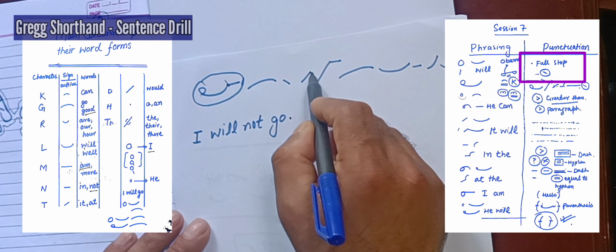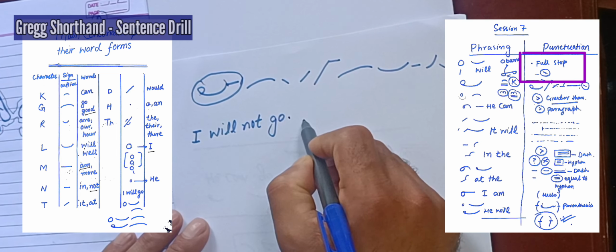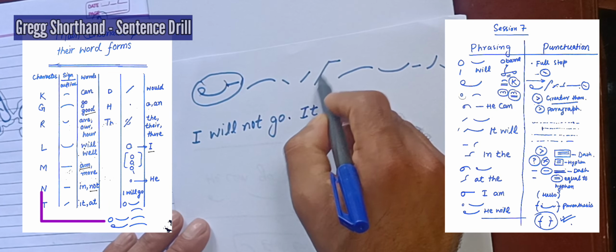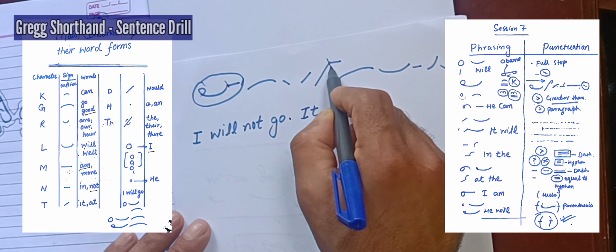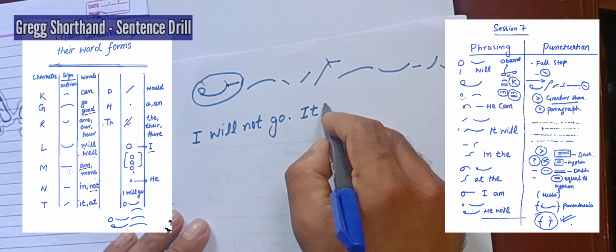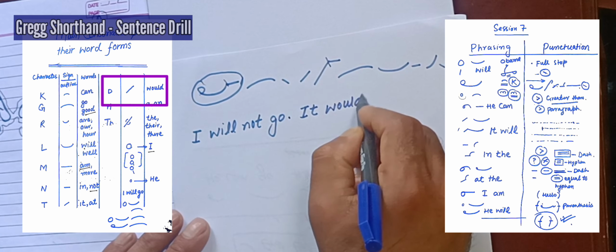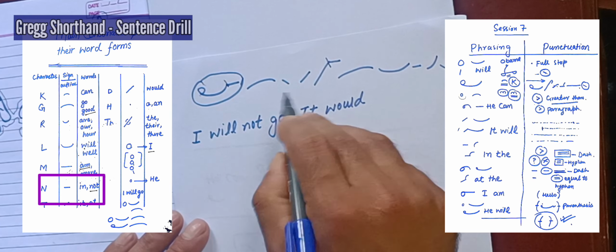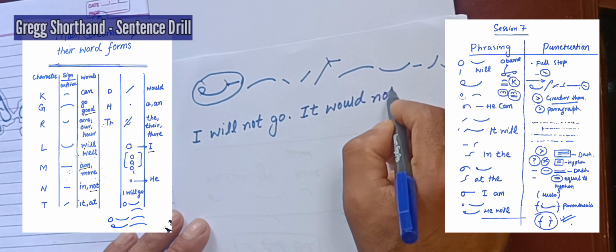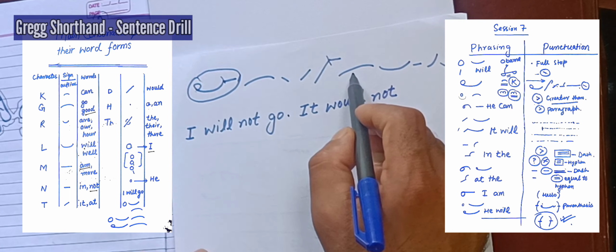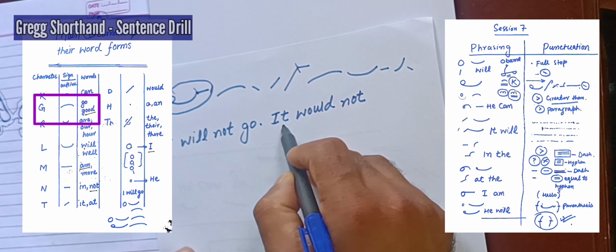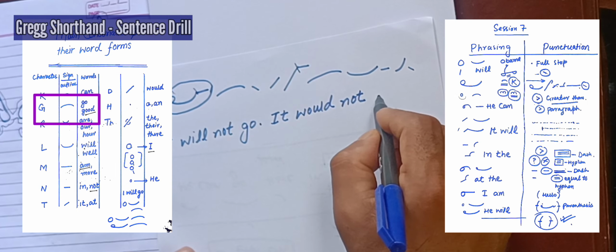Now what is this? This can be at or it. So let's assume this is it. Okay, what is this? This is D. Up to here, this is D. What does D mean? D means would. It would. What is this one? This is again N. It can either be in or not. So here, it would in, no, it would not, yes, it would not. What is this again? Either it can be good, it can be go. It would not good, no, it would not go.